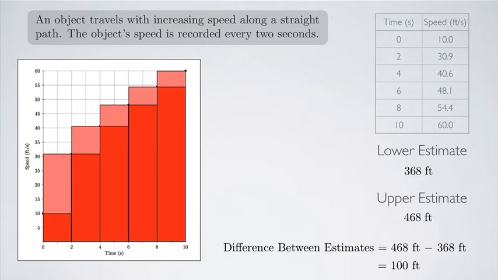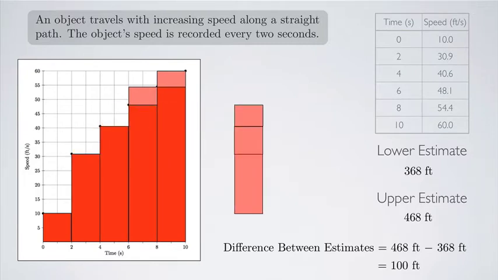But there's a way of visualizing this. Imagine I take all these extra rectangles and stack them on top of each other, like this. This represents the difference between the estimates. It was the little bit extra that I added in when I calculated the upper estimate. Now I can calculate the area of this figure. It has a height of 50 feet per second.